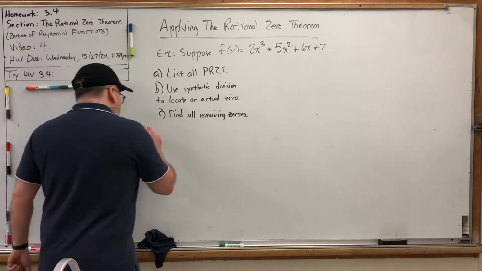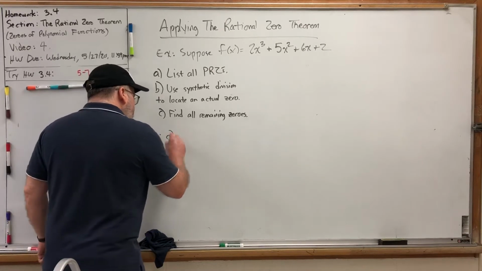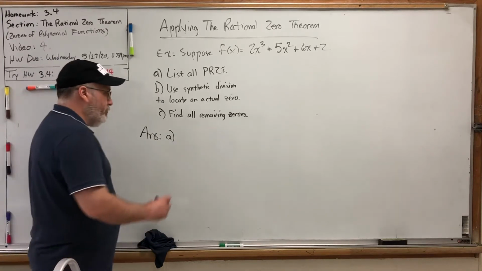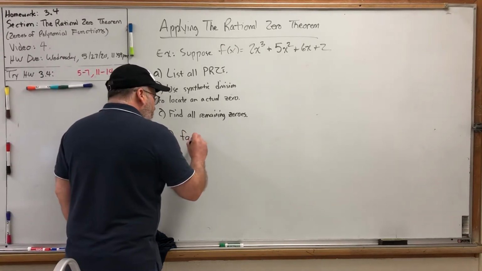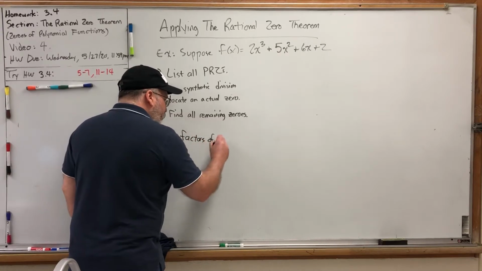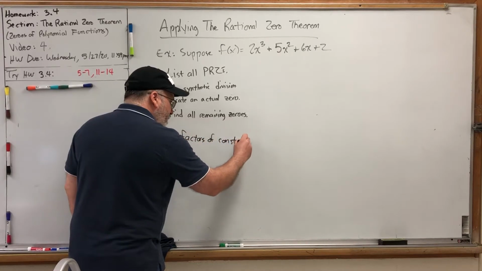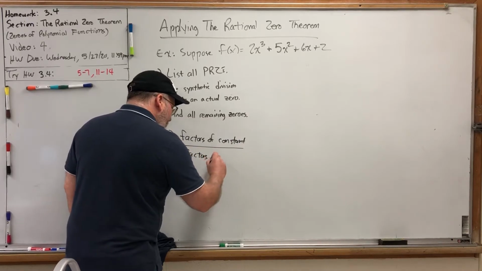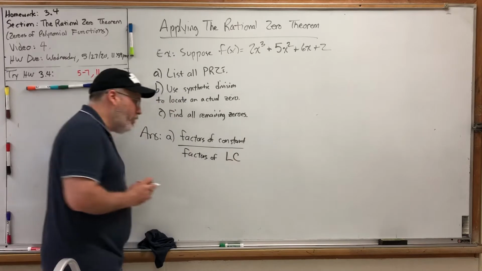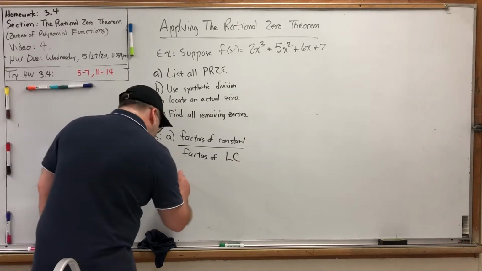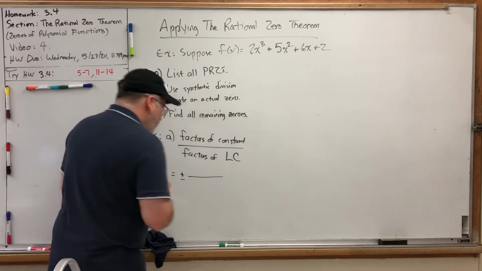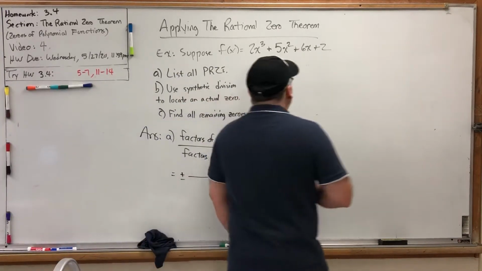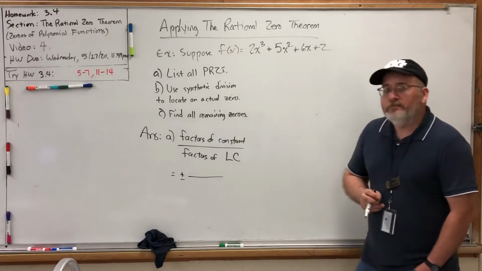So, let's attack it. If you're ever asked to list all possible rational zeros, you always start with factors of the constant term on top and factors of the leading coefficient on the bottom. I'm going to abbreviate leading coefficient LC. Now this list will have a plus minus in front of it, but this one's going to be a lot shorter list.